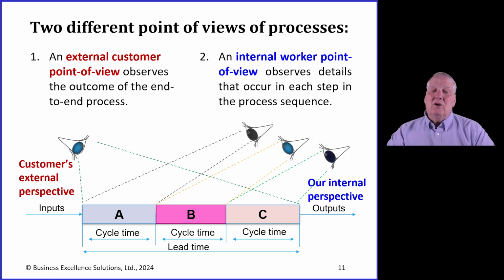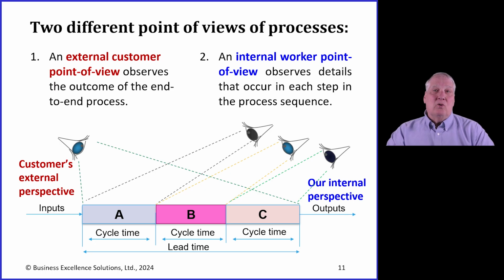So when we take a look at this, we see that there's really different perspectives we can take when looking at the process. So if I take a look at the external customer perspective, they see what we would call the end-to-end point of view. So they see all of our process. So if I say our process is these 3 different steps, they see from cycle time A beginning to cycle time C completion. And they would see that as the lead time from their order to the delivery of the product or service they have ordered.